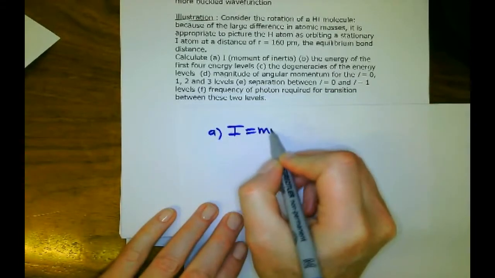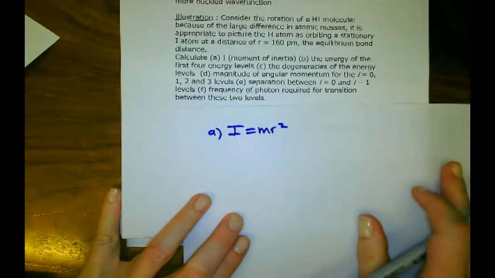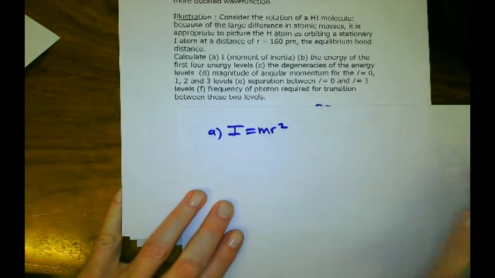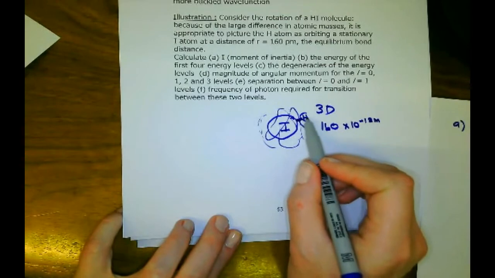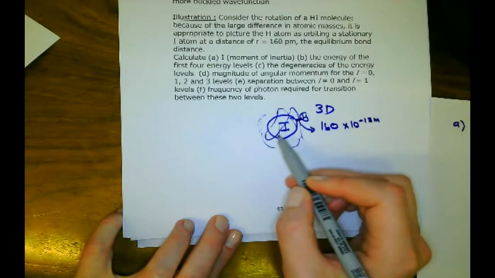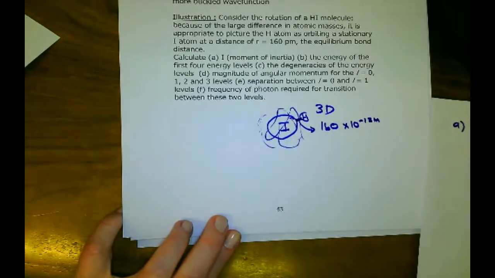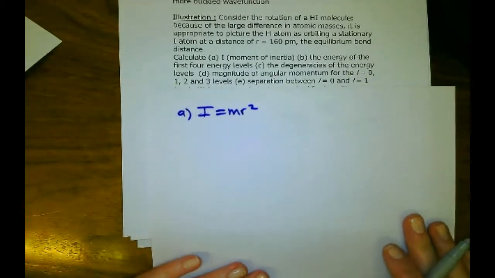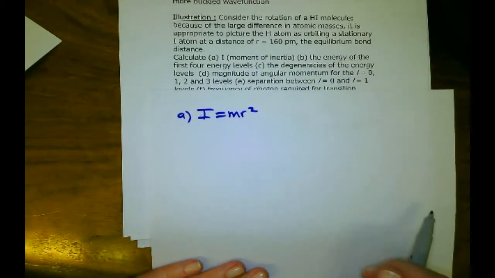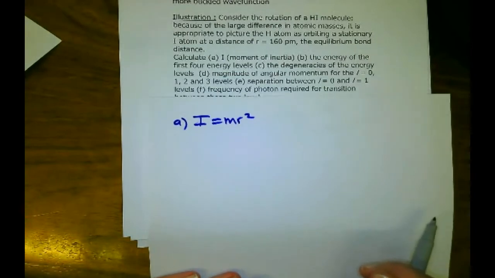A part of the question, that is moment of inertia. And we're only going to use the mass of the hydrogen atom because that is the only part that's moving. We consider the iodine atom to be stationary. So now we need the mass of a hydrogen atom, and it's not given. So how do you calculate the mass of an atom?